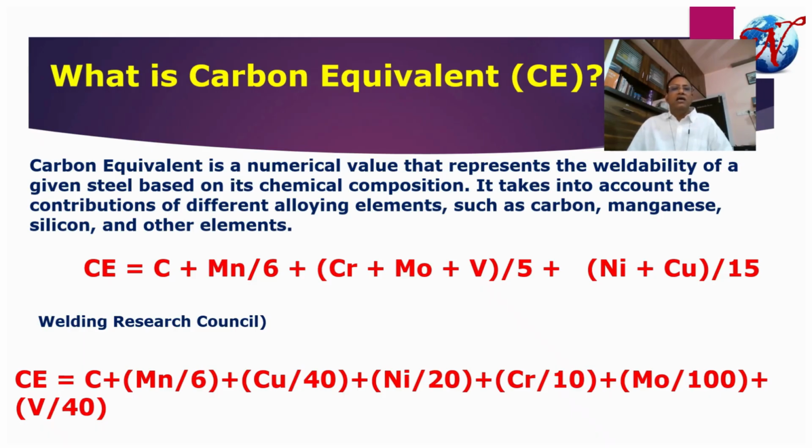According to the carbon equivalency calculation, it can be calculated by using the formula: percentage of carbon, plus percentage of manganese by 6, plus cumulative percentage of chromium, molybdenum, and vanadium by 5, plus cumulative percentage of nickel plus copper by 15. Whatever value it comes to will be considered the carbon equivalency value.